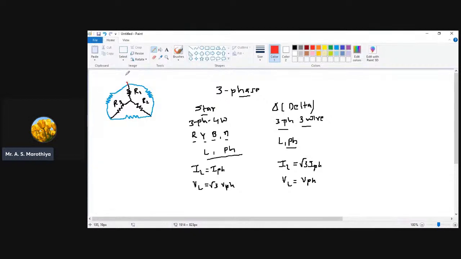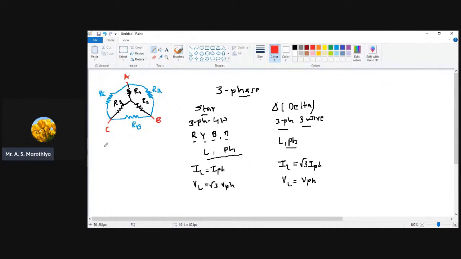Suppose this is terminal A, this is terminal B, and this is terminal C. How to find the value of these resistors? Suppose this is RA, this is RB, and this is RC. What is the expression of RA, RB, RC in terms of R1, R2, R3? Or if you have a delta representation for a system, how to find its equivalent star? That is very important.